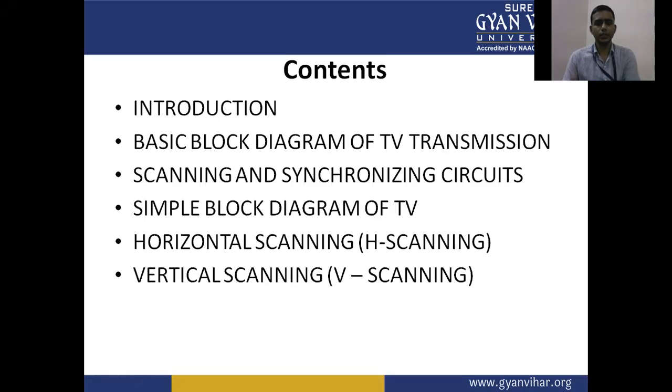The main content of this video lecture is the introduction, basic block diagram of the transmission of the TV system, scanning and synchronizing circuits, simple block diagram of TV, horizontal scanning, that is H scanning, and vertical scanning, V scanning. So these are the main content of today's lecture.